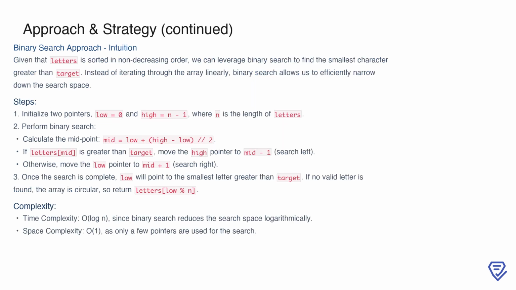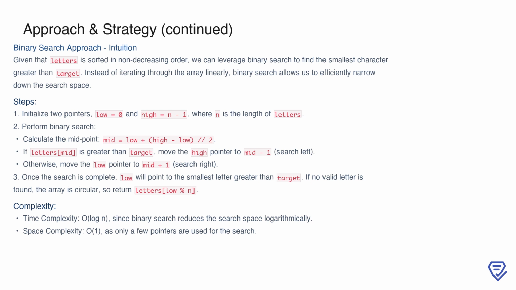A more efficient solution takes advantage of the fact that the letters array is sorted. This allows us to use a binary search approach to locate the smallest letter greater than the target. Binary search is effective because it significantly reduces the search space by repeatedly dividing it in half. Here's how it works: we start with two pointers, low and high, representing the bounds of our search. We calculate the midpoint, mid, and compare the character at letters[mid] with the target. If letters[mid] is greater than the target, we move the high pointer to mid - 1 to search the left half of the array. Otherwise, we move the low pointer to mid + 1 to search the right half.